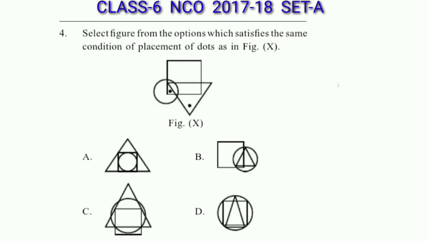Question number 4. Select figure from the options which satisfies the same condition of placement of dots as in figure X. Look at the figures carefully. This dot is placed only inside the triangle and this dot is placed inside the circle and square. So we have to find a figure in which one dot can be placed inside the triangle only and another inside the square and circle. So from all these figures, the correct answer will be option C.